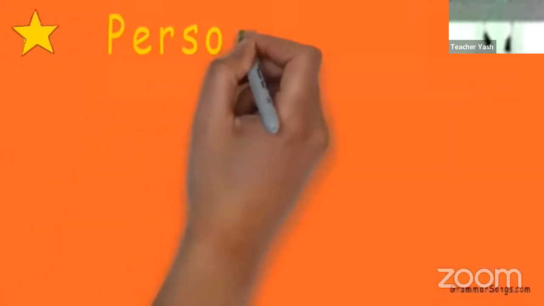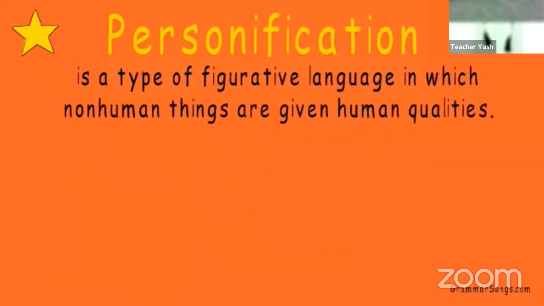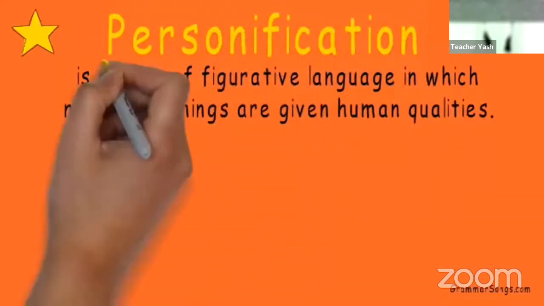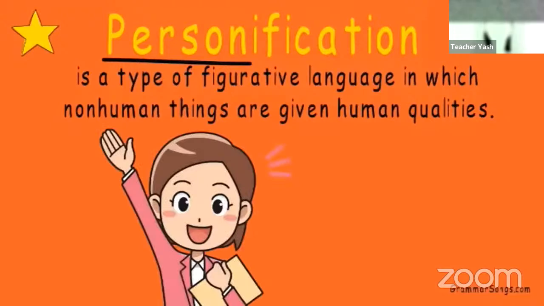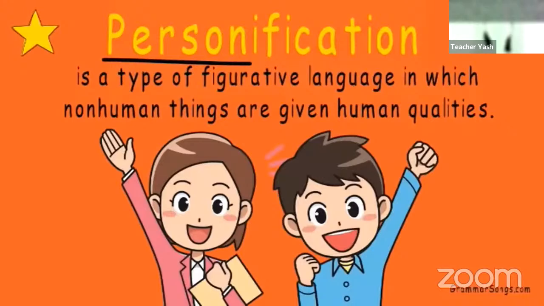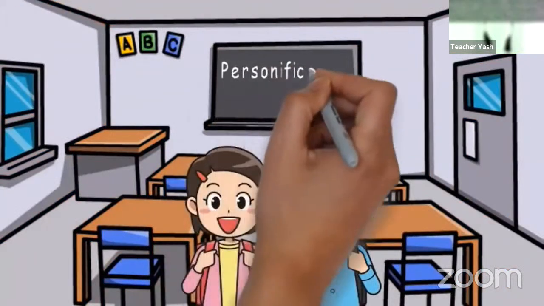So remember, personification is a type of figurative language in which non-human things are given human qualities. The word personification starts with the word person. So a non-human thing acts just like a person. Very good. Good writers use it to make their writing descriptive, creating a better image for their readers. Excellent. Congratulations! You are personification experts.